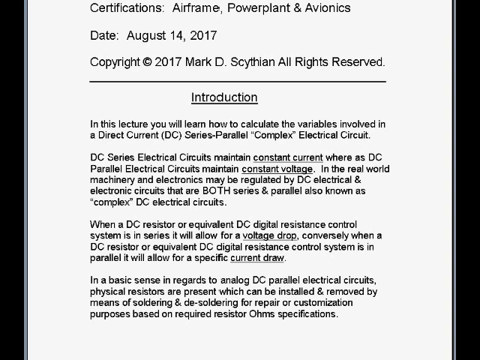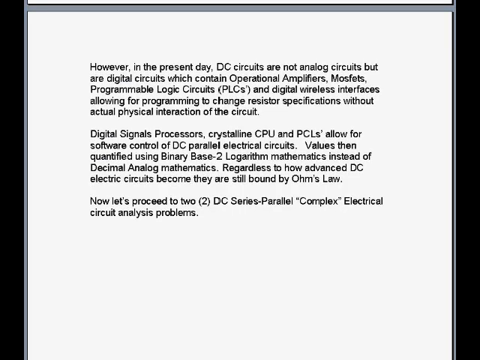In a basic sense, in regards to analog DC parallel electrical circuits, physical resistors are present which can be installed and removed by means of soldering and desoldering for repair or customization purposes based on required resistor ohms specifications. However, in the present day, DC circuits are not analog circuits but are digital circuits which contain operational amplifiers, MOSFETs, programmable logic circuits, also known as PLCs, and digital wireless interfaces allowing for programming to change resistor specifications without actual physical interaction of the circuit.